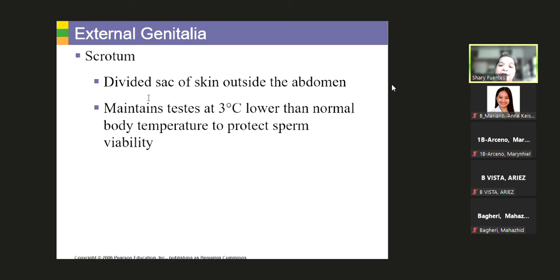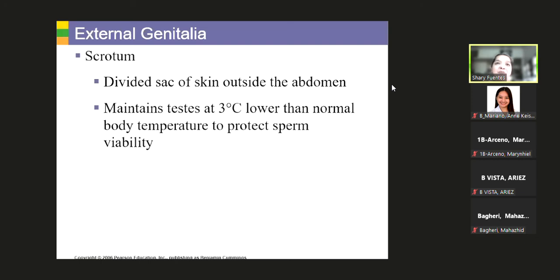So that is a divided sac of skin outside of the abdomen. Okay, so the scrotum maintains the testes at 3 degrees Celsius lower than the normal body temperature. Why? Because sobrang init, mamamatay si sperm. So they have to protect the sperm viability by keeping it lower than the body temperature. So, this is suspended at the perineal area of the male. Okay? It has, sabi nga, two chambers that house the testes. Two chambers, two compartments or scrotal cavities that house these.